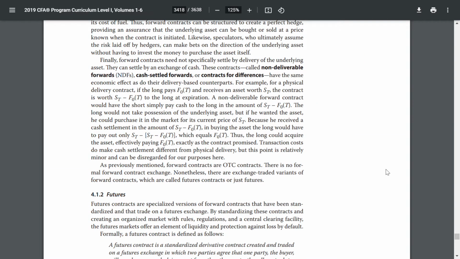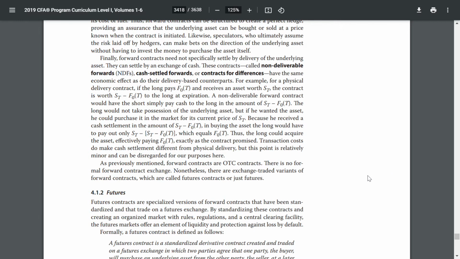Finally, forward contracts need not specifically settle by delivery of an underlying asset. They can settle by an exchange of cash. These contracts, called non-deliverable forwards or NDFs, cash settled forwards and contracts for differences, have the same economic effect as do their delivery-based counterparts. For example, for a physical delivery contract, so this is an example.